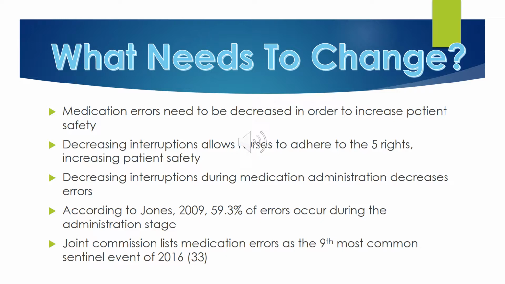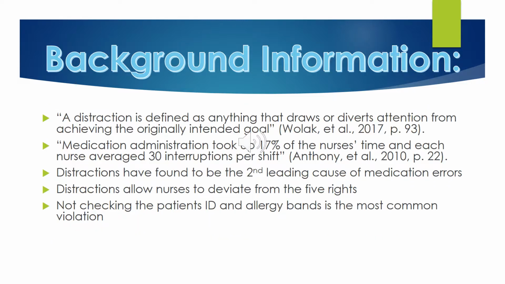So we've identified that we needed change, but what exactly needs to change? Medication errors need to be decreased in order to increase patient safety. Decreasing interruptions allows nurses to adhere to the five rights, increasing patient safety. Decreasing interruptions during medication administration decreases errors. According to Jones, 2009, 59.3% of errors occurred during the administration stage. Joint Commission lists medication errors as the ninth most common sentinel event of 2016.